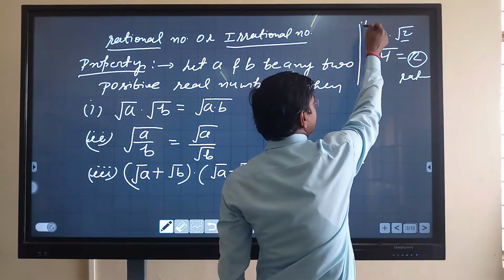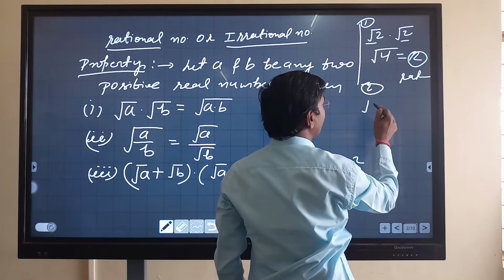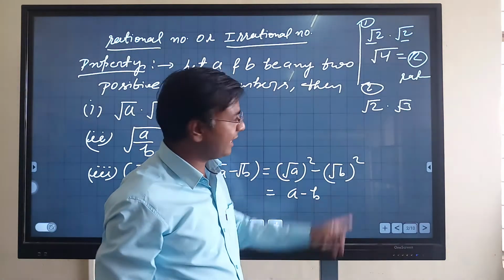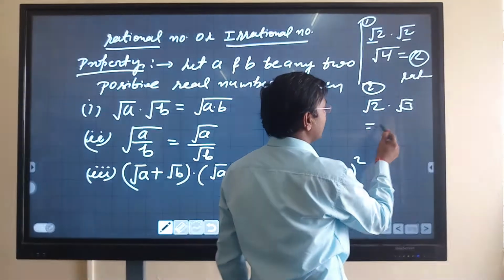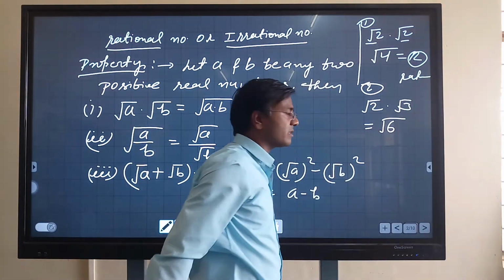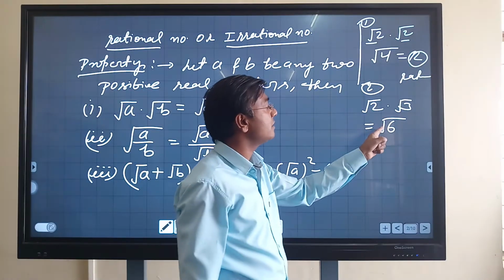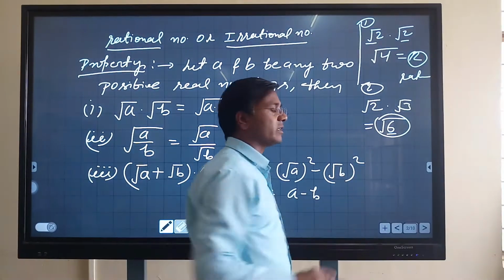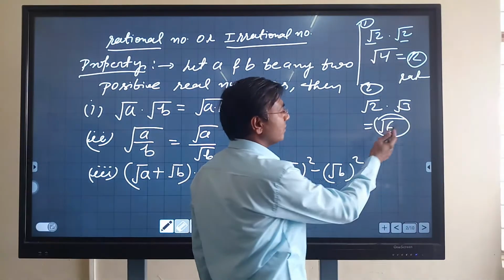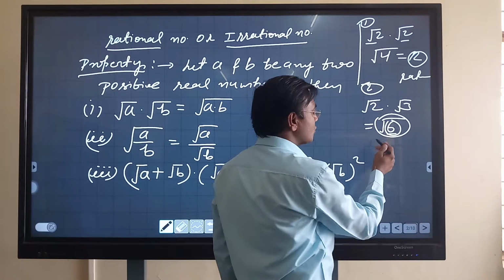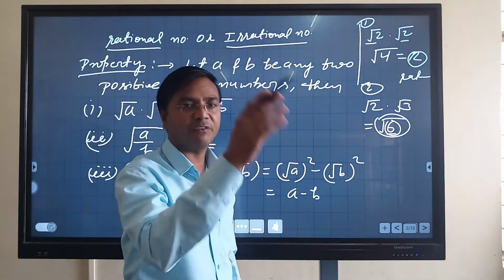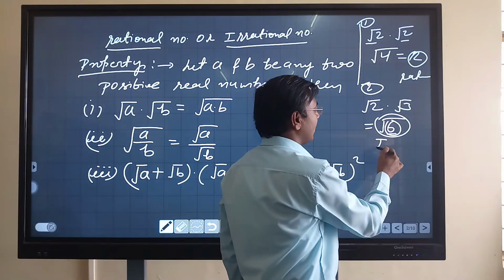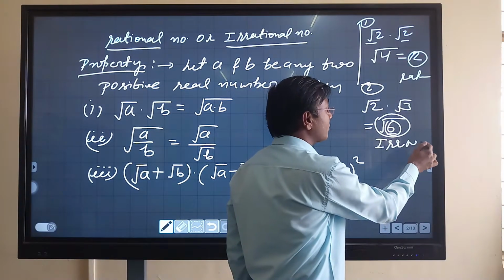Now see, this is example 1, now example 2. If I take under root 2 and under root 3 and again multiply, both are irrational numbers. Now what is the answer coming? Under root 2 times 3 is under root 6. 6 is not a perfect square, so under root 6 cannot be simplified further. It stays as under root 6, and hence this product is irrational.